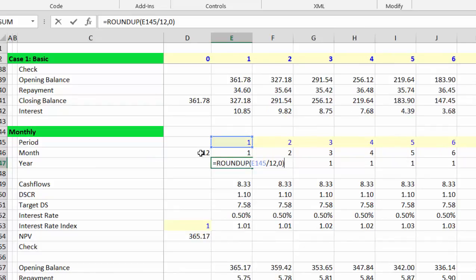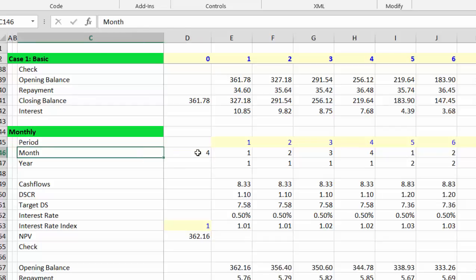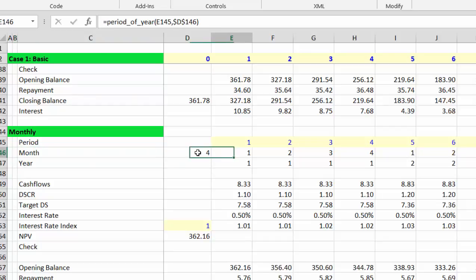And then this is the roundup, and again, we can be flexible here. Okay. And let's say this is quarterly, meaning we have 1, 2, 3, 4. This would be period in year. 1, 2, 3, 4.